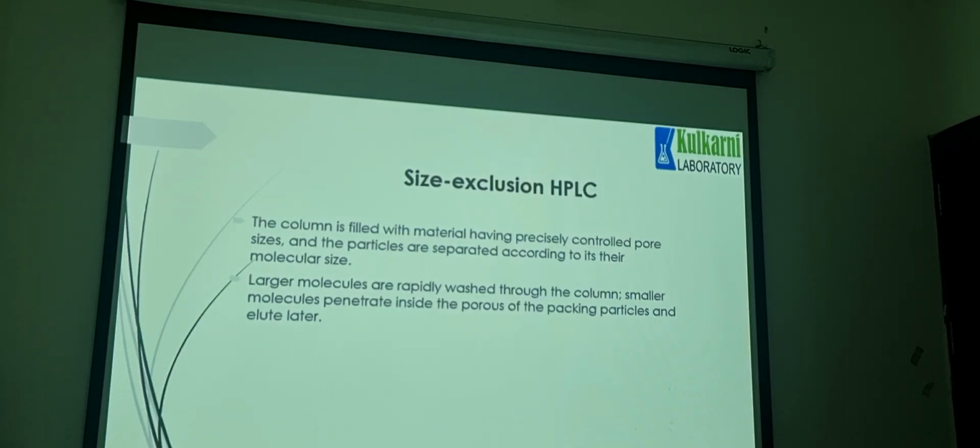Smaller molecules penetrate inside the pores of the packing particles and elute later. Understood? So whatever the smaller particles are there in your sample components, those will penetrate inside the column, and whatever the larger particles will get washed out through the column. So now you tell me, the size exclusion HPLC is based on what? Size of the particles, molecular size you can say.